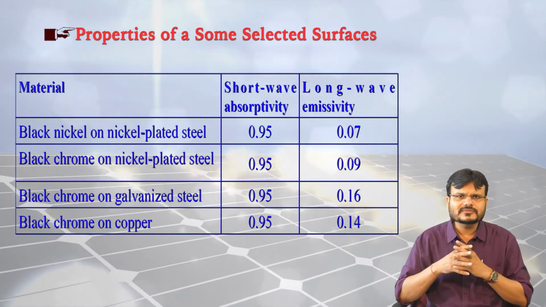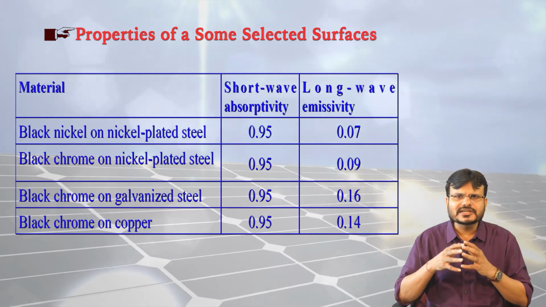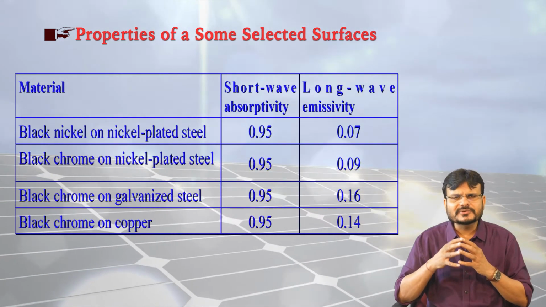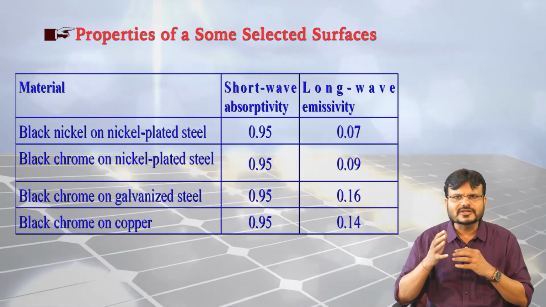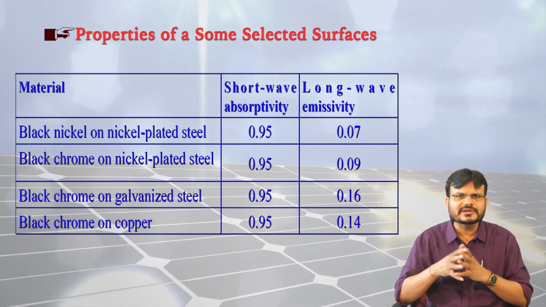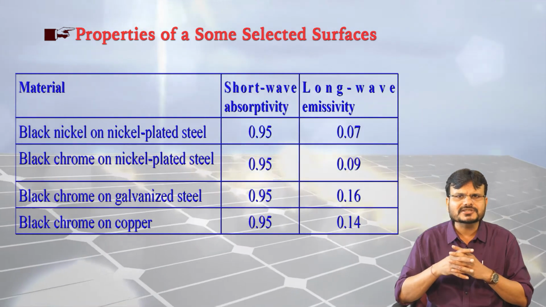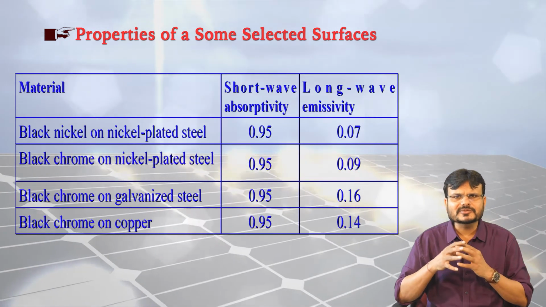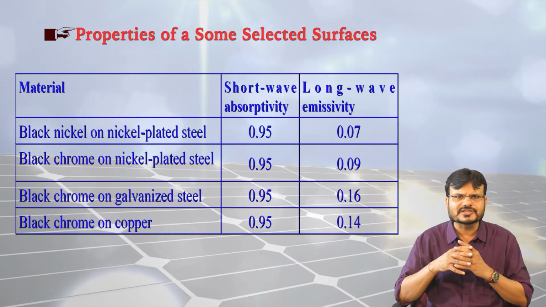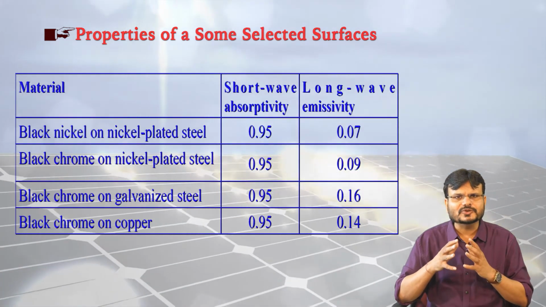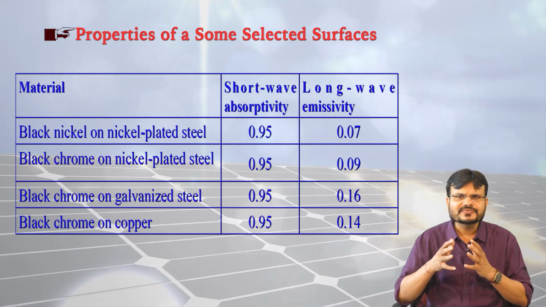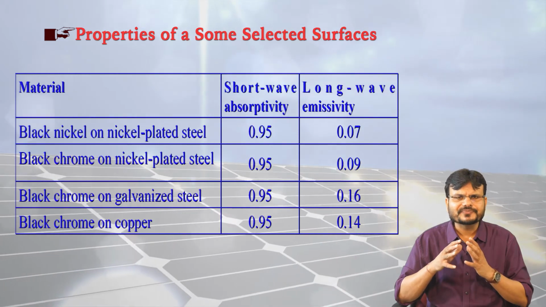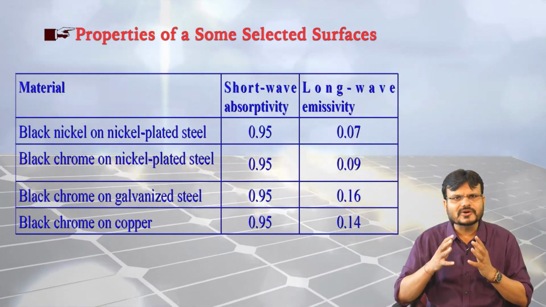So this table is giving, at a glance, the properties of some selective surfaces. In the first column different materials are denoted, in the second column you can see the short wave absorptivity, and the third is showing the long wave emissivity. If you are considering a material like black nickel on nickel plated steel, the short wave absorptivity is 0.95, and the long wave emissivity value is 0.07. If the material is black chrome on nickel plated steel, the value is 0.95, and the long wave emissivity value is 0.09.